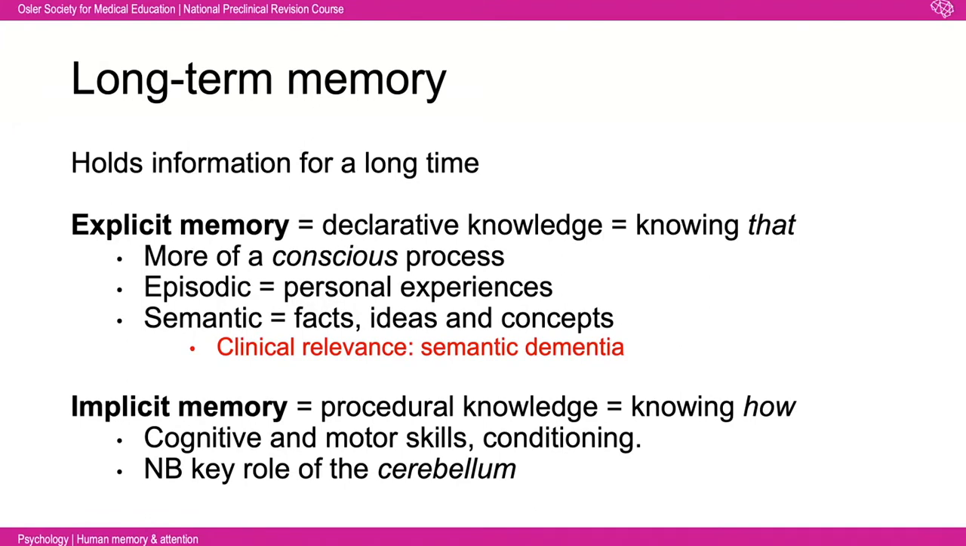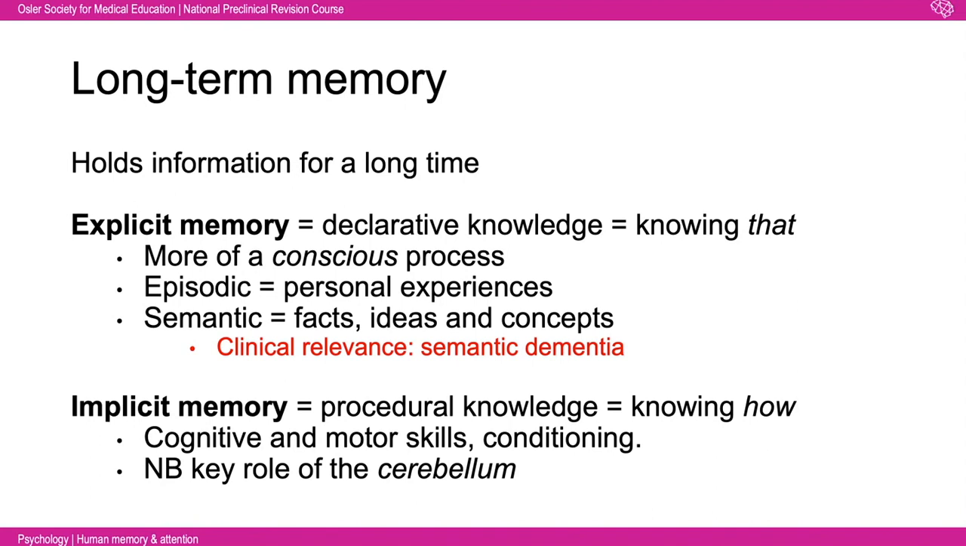Knowing facts and things like that, or knowing experiences. So your episodic explicit memory is personal experiences, so it might be events you've witnessed or something like that, whereas semantic memory is facts, ideas, and concepts, and more how things relate to each other.